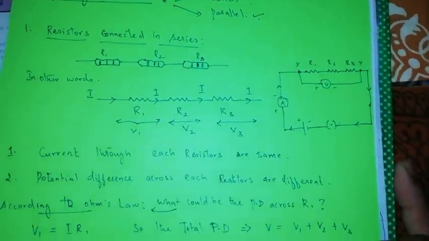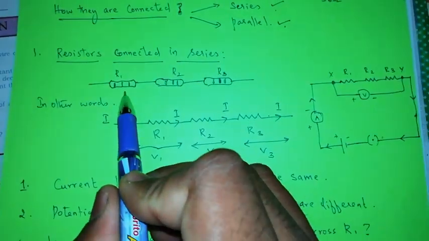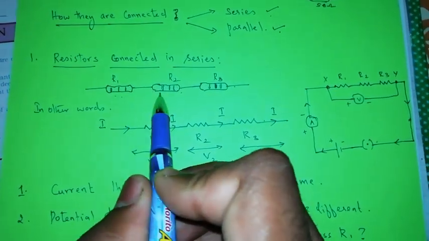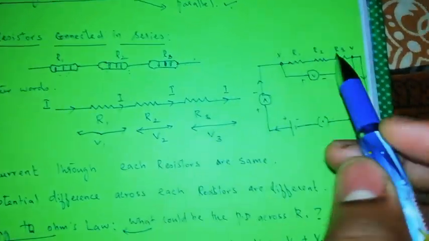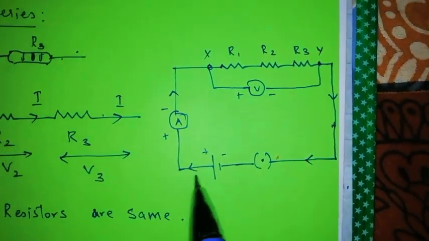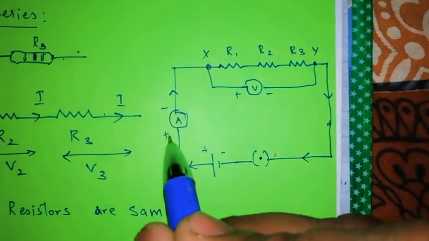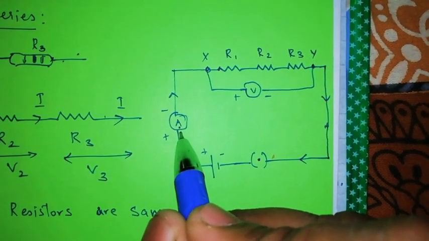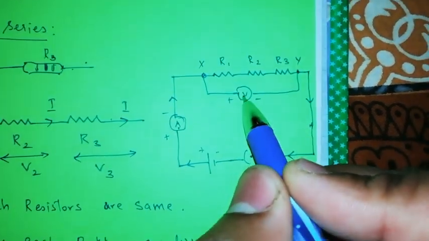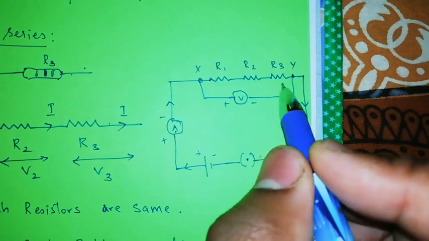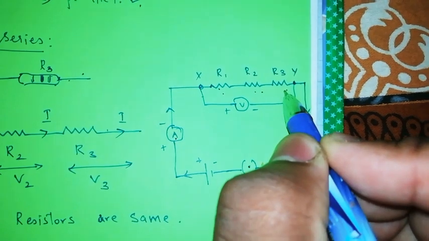First we are going to talk about how these resistors are connected in series. For example, these three resistors are connected in series. Series means one after another. This is a circuit diagram with a positive and negative battery, connected with a key, and an ammeter. You know why the ammeter is connected, right? To see how much current flows. A voltmeter is also there to see the potential difference. We also have three resistors, R1, R2 and R3.